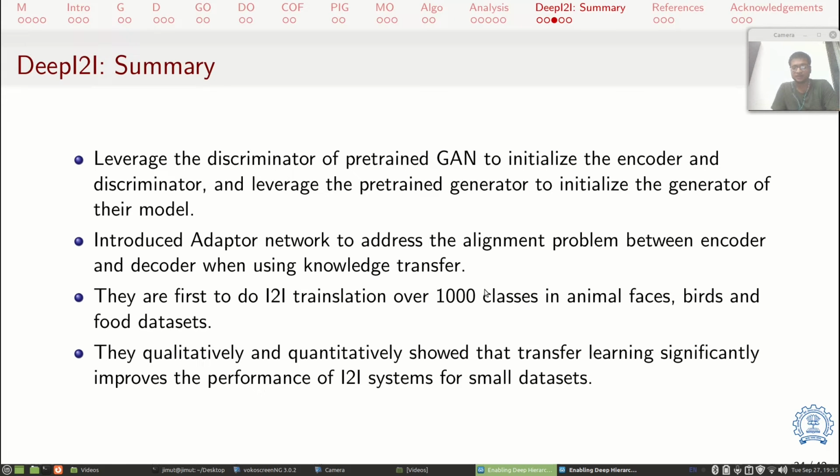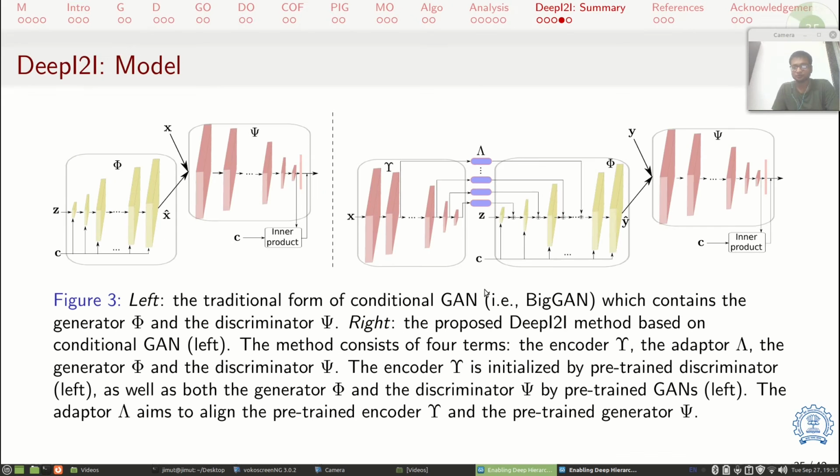They are the first to do image to image translation over 1000 classes in animal faces, birds and food datasets. They qualitatively and quantitatively showed that transfer learning significantly improves the performance of image to image translation for small datasets, which wasn't done before.